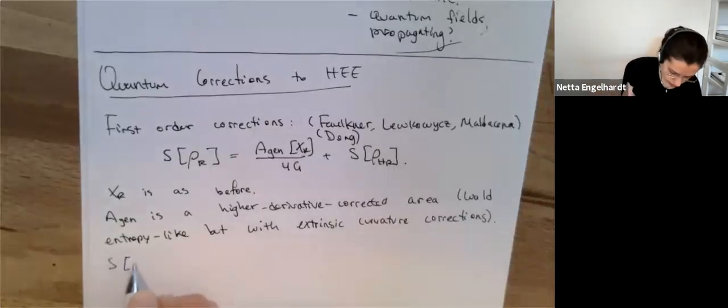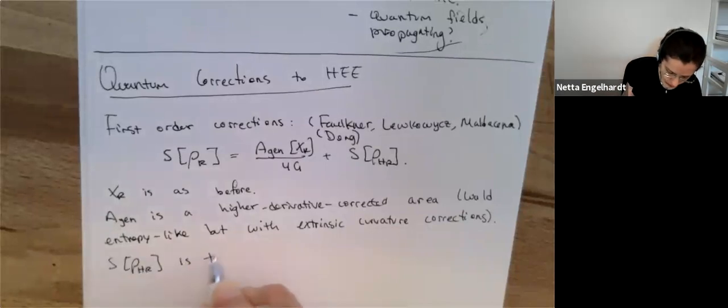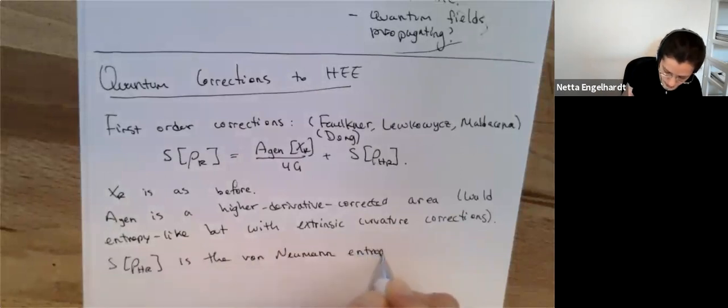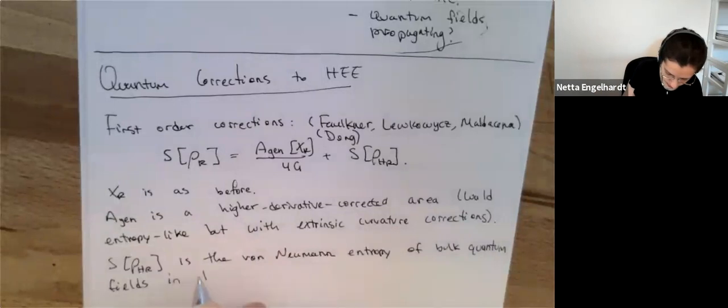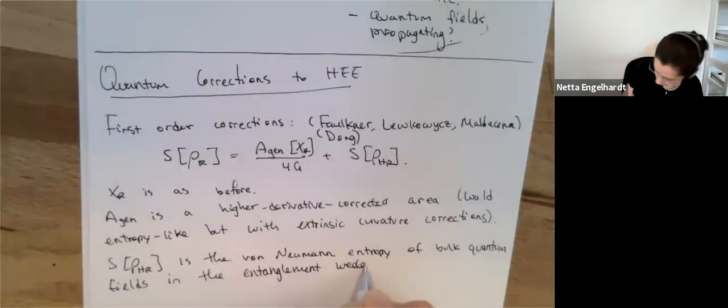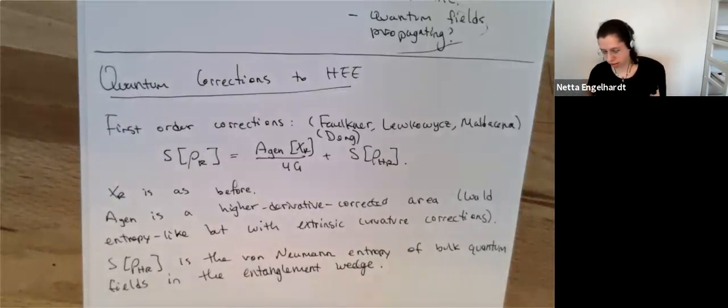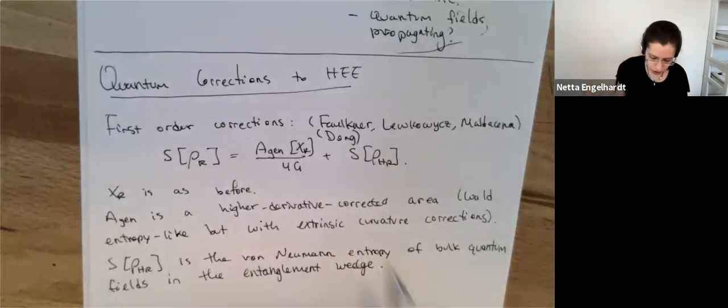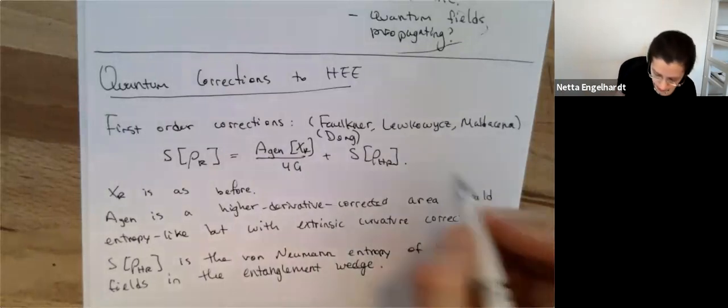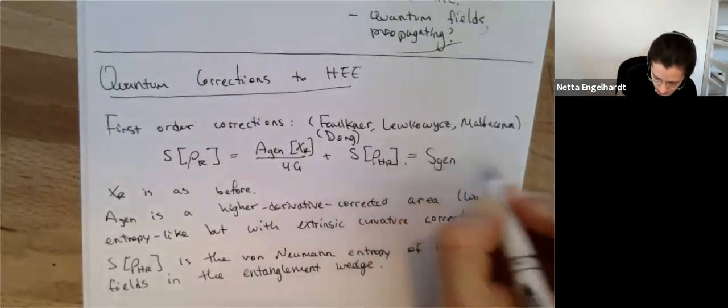S of rho HR is the von Neumann entropy of the bulk quantum fields in the entanglement wedge. And so this altogether gives you the first order correction to holographic entanglement entropy. Now, this combination of terms has a name. It's called the generalized entropy of the surface XR.